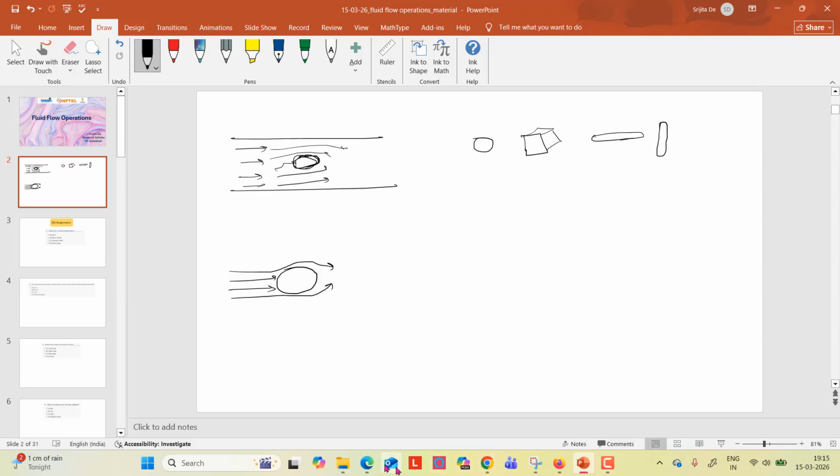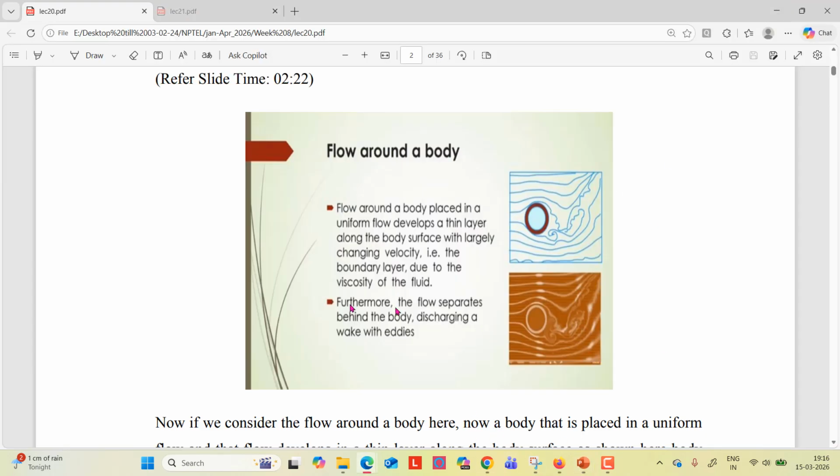There is an obstruction. Furthermore, the flow separates behind the body, discharging a wake with eddies. You can see here the flow is streamlined on the left side of the obstruction. But on the right side, there is a chaotic motion. Why is this happening? Because of the obstruction, right?